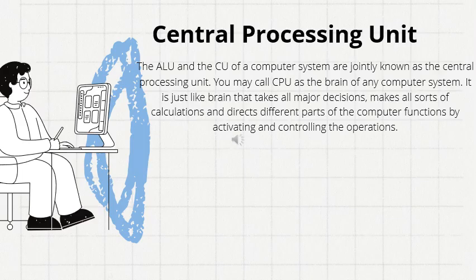The ALU and CU of a computer system are jointly known as the Central Processing Unit. You may call the CPU the brain of any computer system. It is just like a brain that takes all major decisions, makes all sorts of calculations, and directs different parts of the computer functions by activating and controlling the operation. The CPU is also known as the control center of the computer. It understands the instructions and carries out operations on the computer accordingly. The CPU has three components, that is arithmetic logic unit, memory unit, control unit.